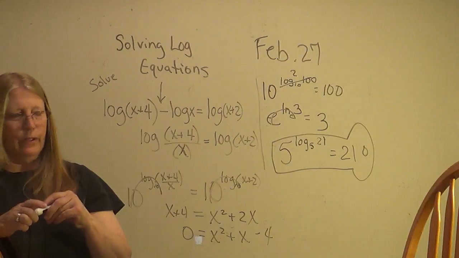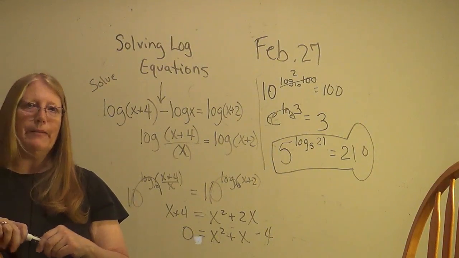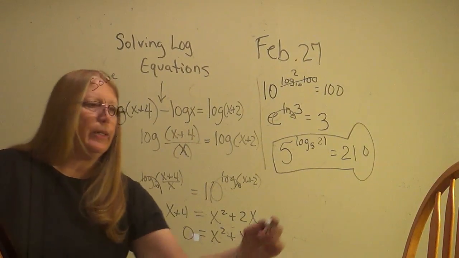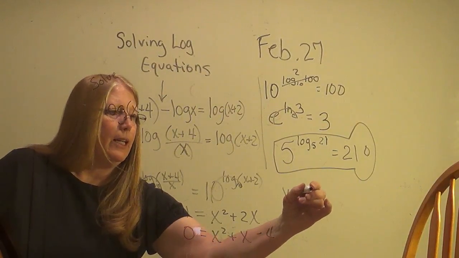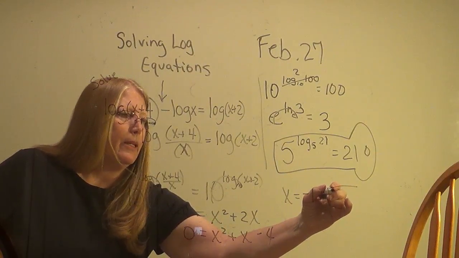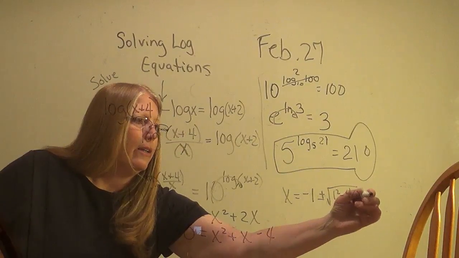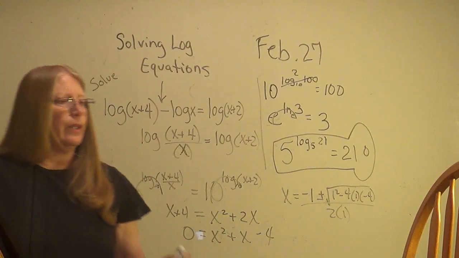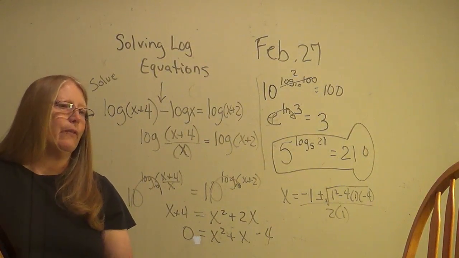And then I have to solve that. Unfortunately, it's not solvable by factoring. So we pull out our quadratic formula, which is never far away from our minds. X equals minus b plus or minus square root b squared minus 4ac, all over 2a. Alright, so somewhere in your math past you know the quadratic formula.